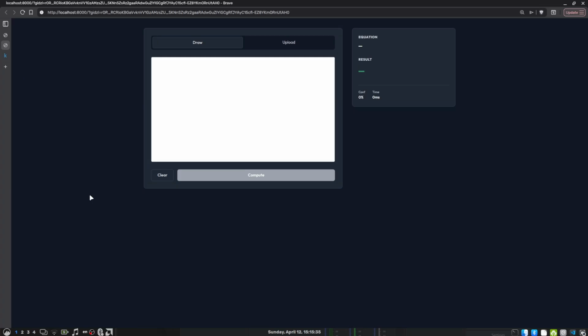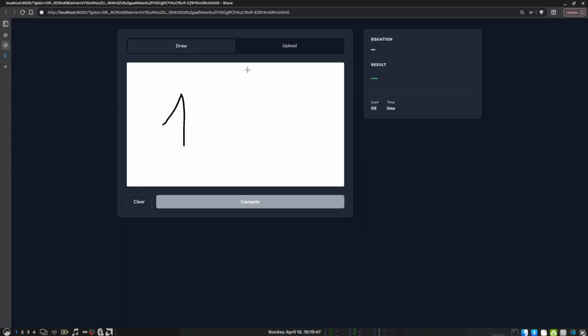So I do project B of OCR training, an OCR system that recognizes math equations. I have two modes: I can draw, or I can upload an image. First, let's try draw. It's more intuitive. Let's do one. The model accurately predicts the answer.